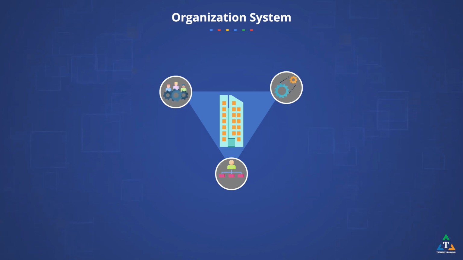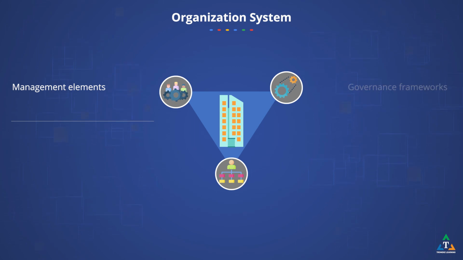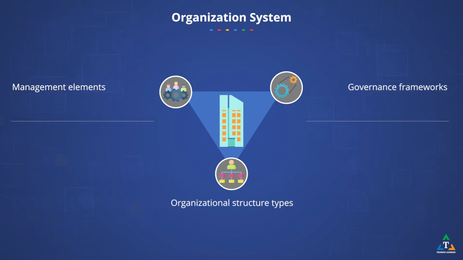The interaction of multiple factors within an individual organization creates a unique system that impacts the project operating in that system. The system factors are management elements, governance frameworks, and organizational structure types. We will next discuss these topics in more detail.